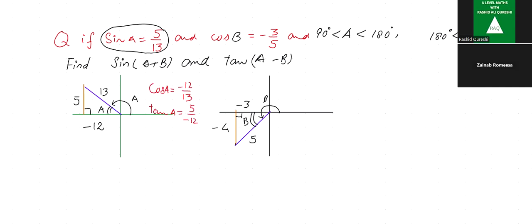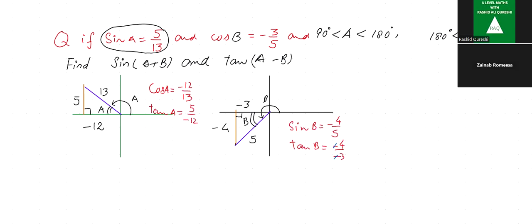Changing the color, so I have this one. What's the answer of the cos of B? Over here, it is minus 3 by 5. What's the sine of B? Sine is perpendicular upon hypotenuse, minus 4 by 5. What's the answer of the tan of B? Tan of B means perpendicular upon base. These minus signs will cancel out and I will get 4 by 3.